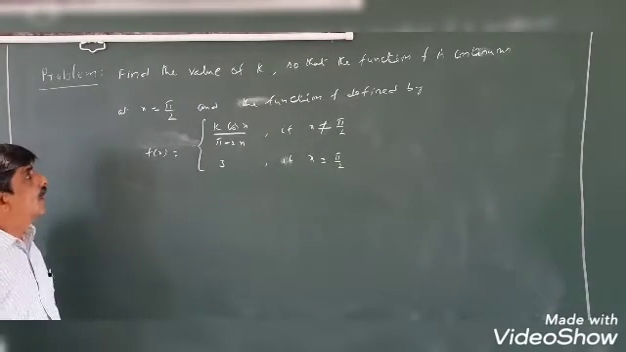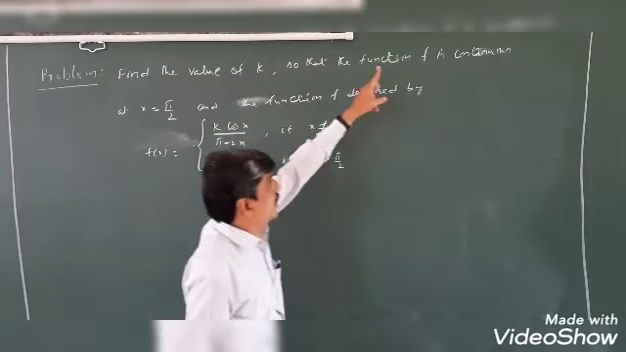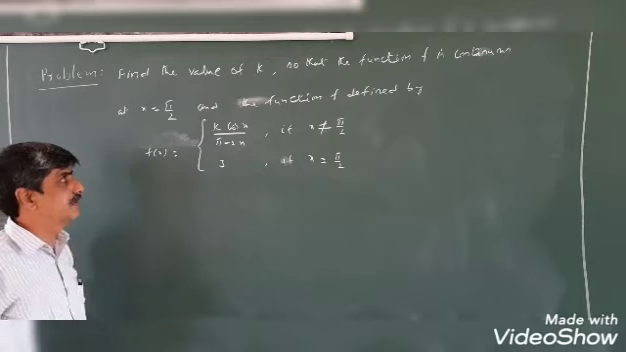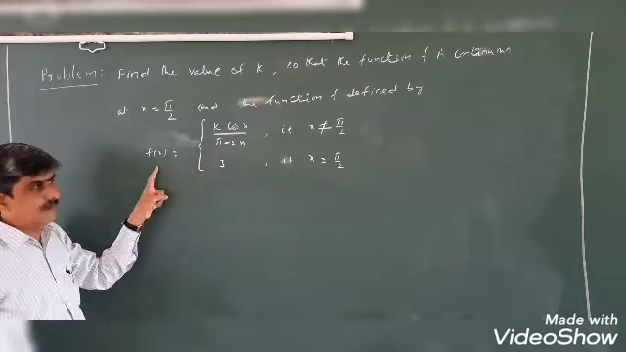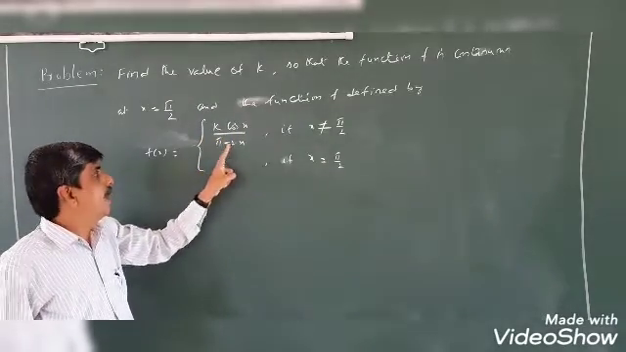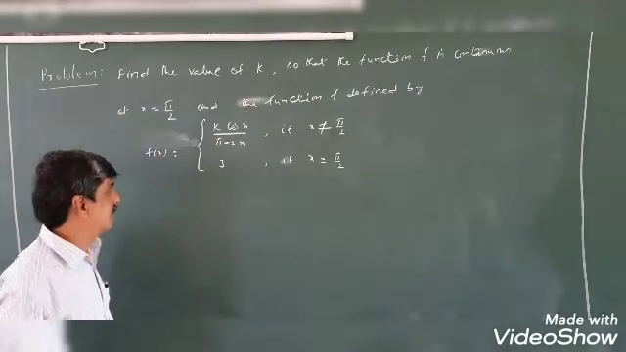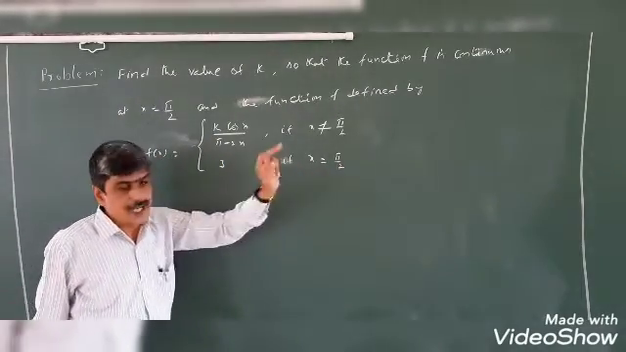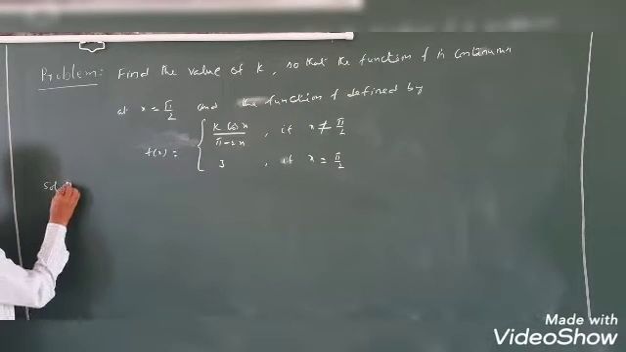Next problem. Find the value of k so that the function f is continuous at x is equal to pi by 2. The function f is defined by f of x is equal to k cos x by (pi minus 2x) if x is not equal to pi by 2, and f of x is equal to 3 if x is equal to pi by 2. See the solution.